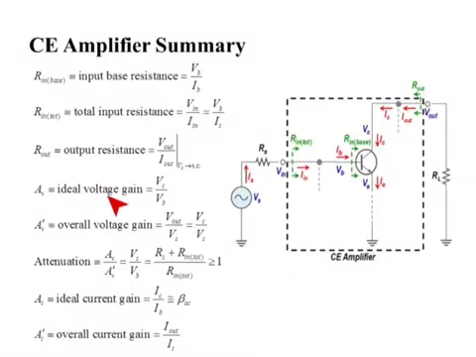We can calculate the ideal voltage gain, the ratio between VC and VB. We can calculate the overall voltage gain, the ratio between the output voltage and the source voltage. We can calculate the attenuation. We agreed that not all the signal from the source reaches the base. There is a voltage divider here, so you have to define this attenuation ratio. We define the ideal current gain, the ratio between IC and IB, which is simply beta AC. We defined also the overall current gain, which is I out over I source. We got already an expression for this one. So all these are parameters we can calculate for the common emitter amplifier.